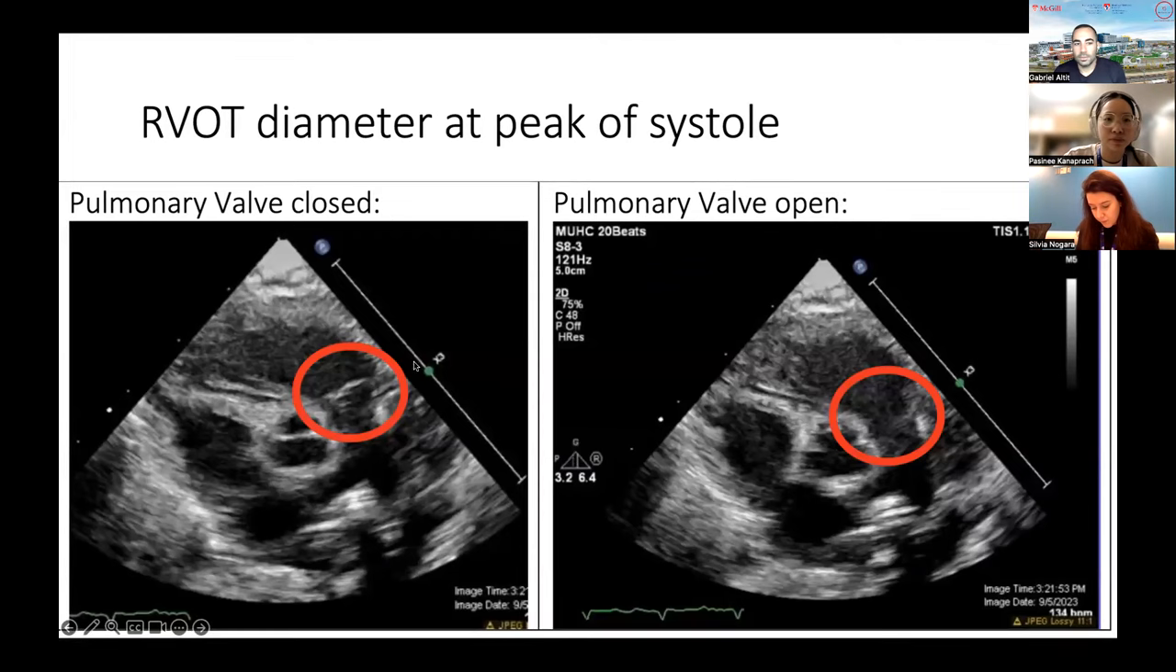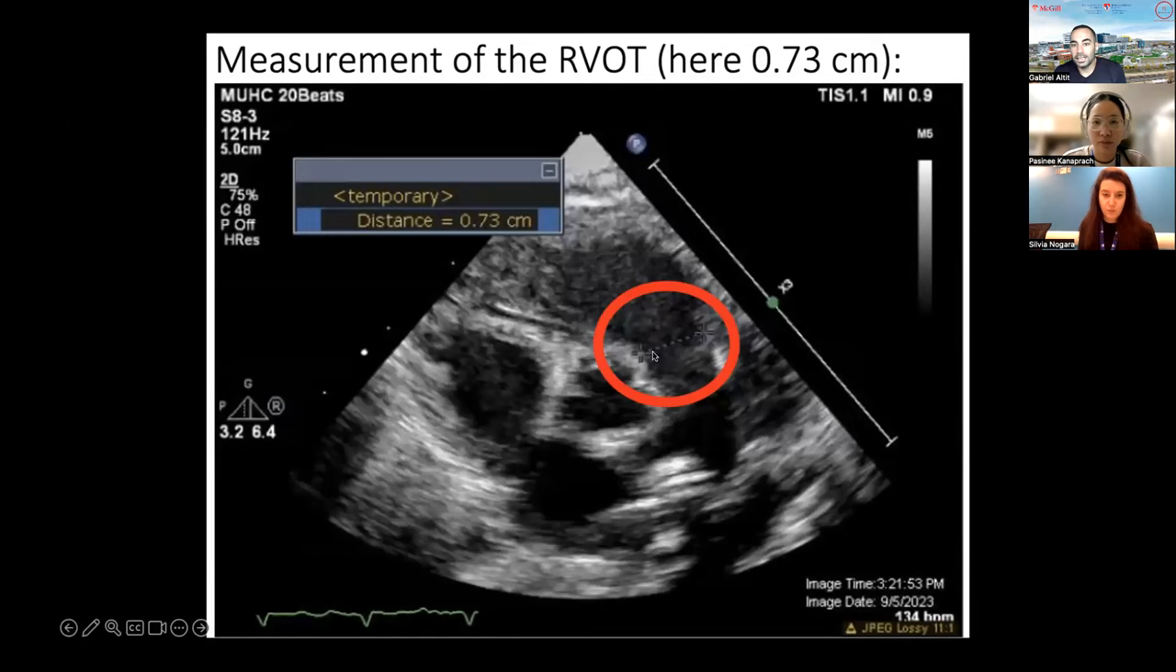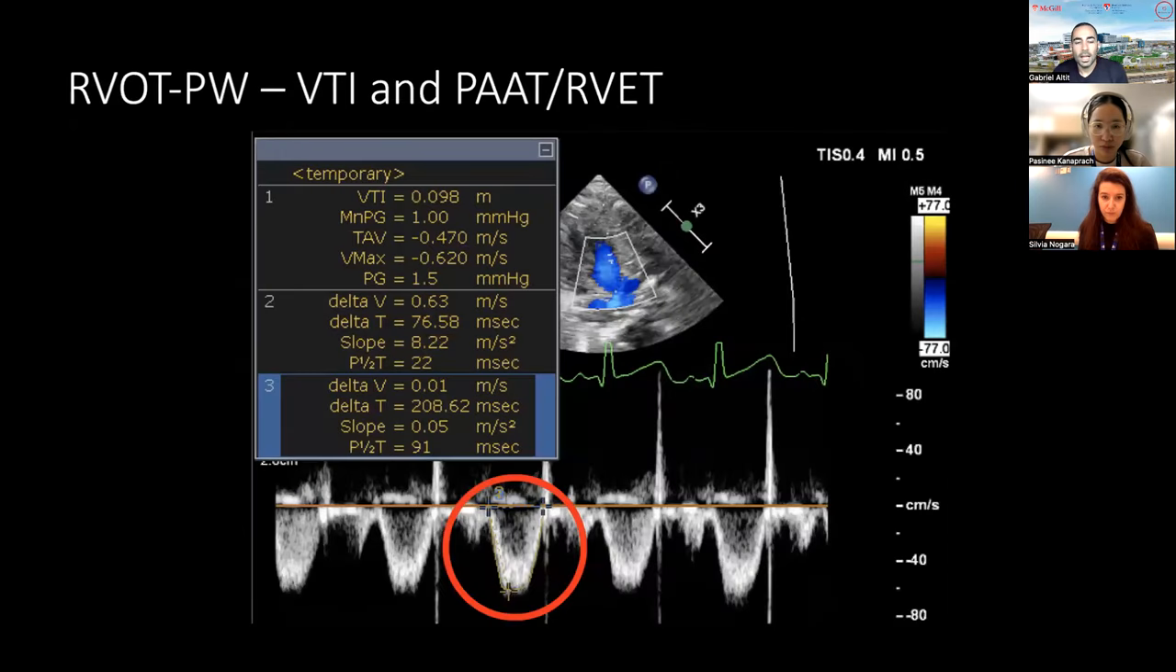Then pulmonary valve. Same thing, you have the pulmonary valve closed here, pulmonary valve open here, and then you can measure at the hinge point. So where the pulmonary valve is attached to the RVOT, and then you can measure here the RVOT outflow tract. Okay. The VTI, so here my RVOT is here. I'm just at the valve or just below the valve. And I do a pulse wave Doppler, which tells me the instantaneous speed or velocity exactly where I'm asking to measure it. And then here I do a tracing on my ejection, which provides me with some of this information.